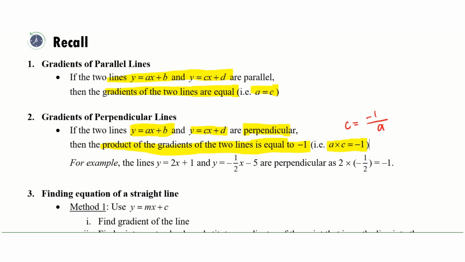So an example would be if we are given the lines y equals 2x plus 1 and y equals -half x minus 5. If they are perpendicular, then the gradients 2 and -half would multiply with each other to get -1.